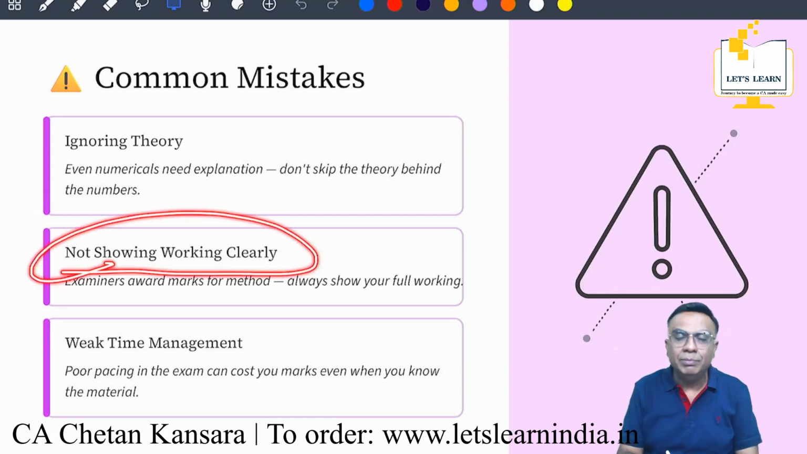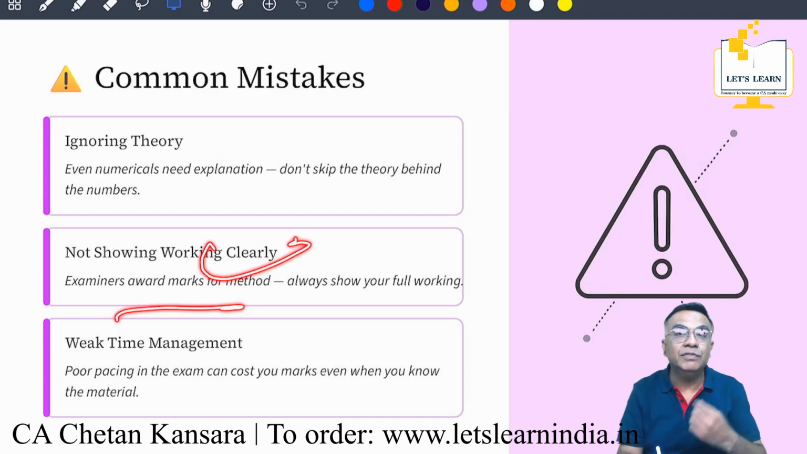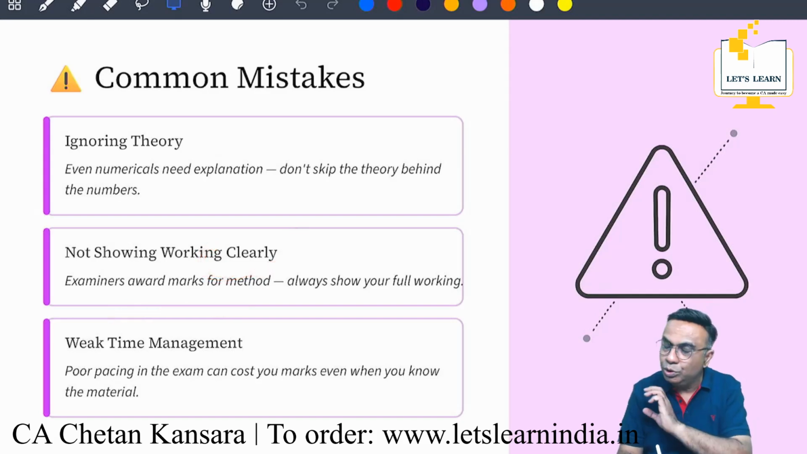Another mistake students make is not showing the working clearly. In your exams, whenever you are doing some working, show it. Don't just directly give answers. Don't give answers from a calculator directly. You should explain the solution so that the examiner gives you good marks. So don't ignore the calculation. Don't go for shortcuts in your paper.